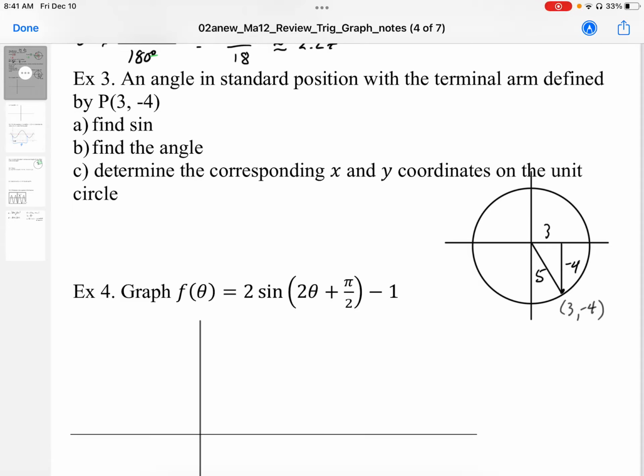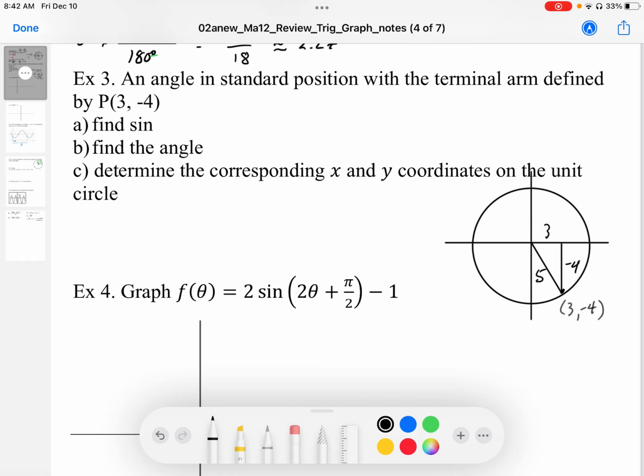An angle in standard position with terminal arm defined by (3, -4). So I've drawn the position in the circle. It's in quadrant 4, and the position is at 3 to the right, 4 down. So there's my position that identifies that angle. So I'm going to need to find the sine of this position.